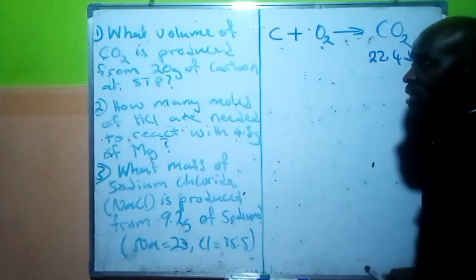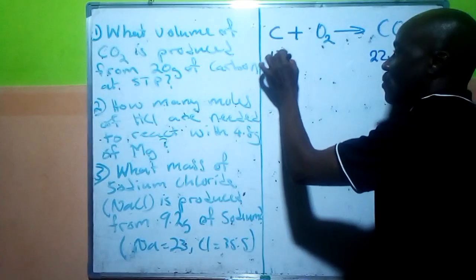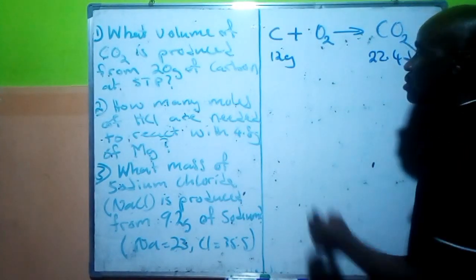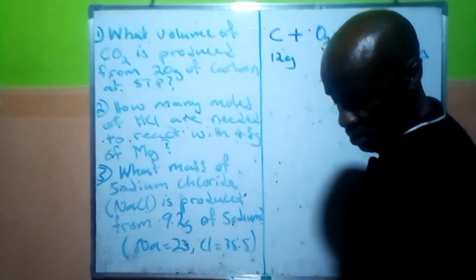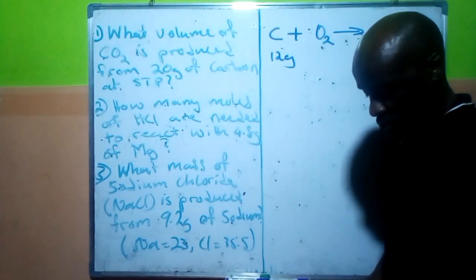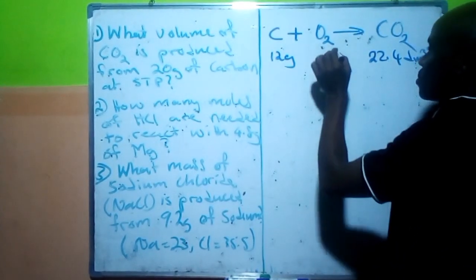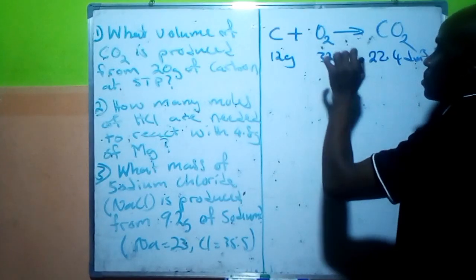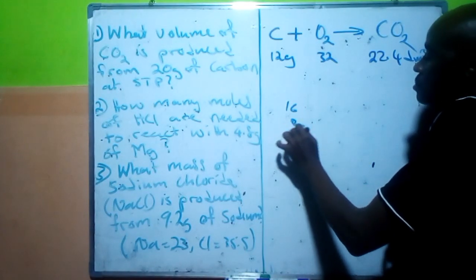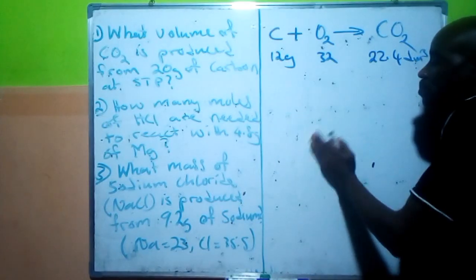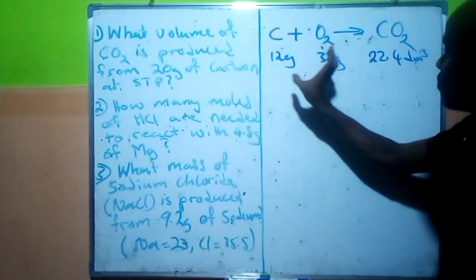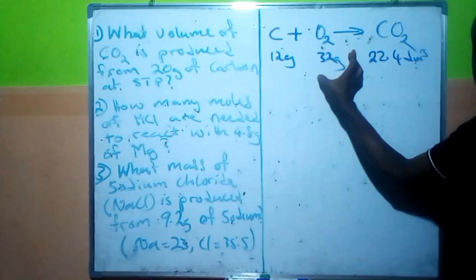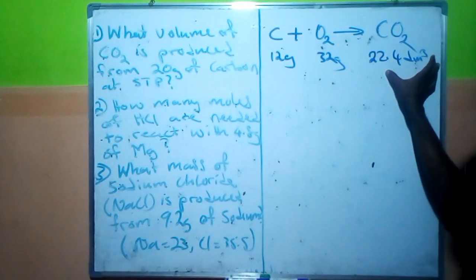Note it very well. Now, 12 grams of carbon will combine with oxygen, which is 16 times 2, giving us 32. So from this balanced chemical equation, if 12 grams of carbon will combine with 32 grams of oxygen, it will give us 22.4 dm³ of carbon(IV) oxide.